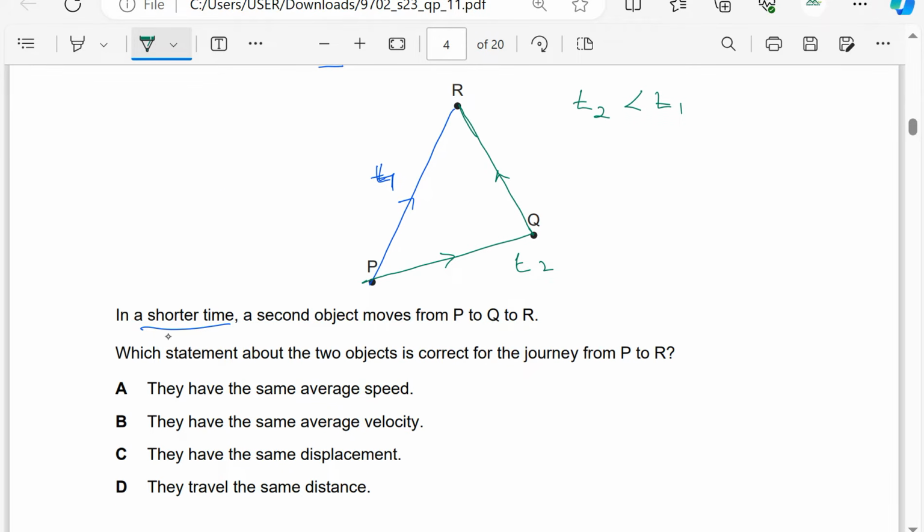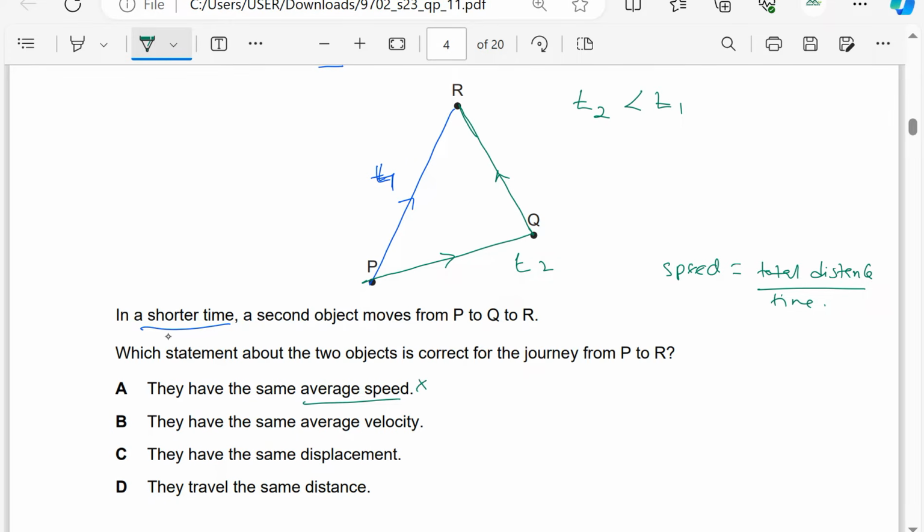So which statement about the two objects is correct for the journey from P to R? Number one, they have the same average speed. Remember, average speed is going to be equal to the total distance divided by the total time. They cannot have the same speed because, one, the distance is not the same, and two, even the time is not the same. So they don't have the same average speed. So this is out. In fact, PQR has more speed because it takes a shorter time over a longer distance.